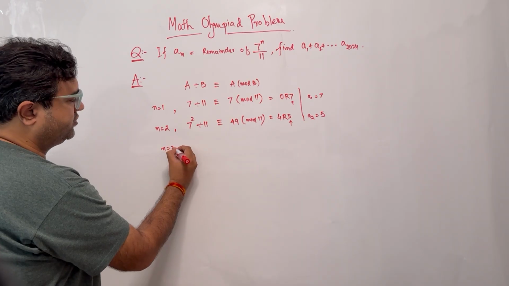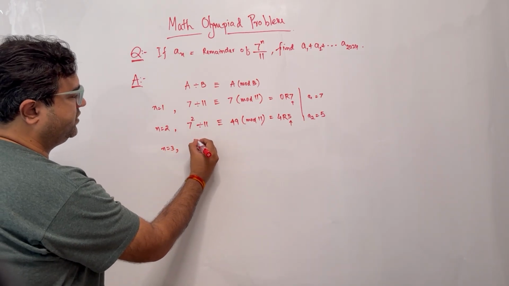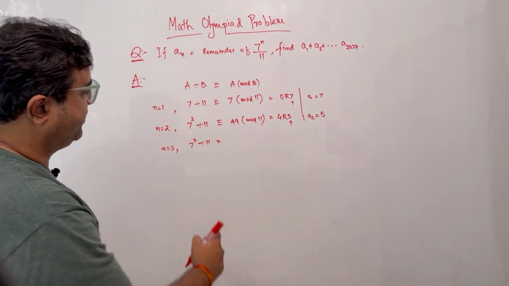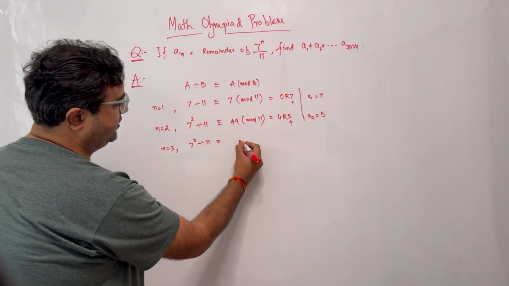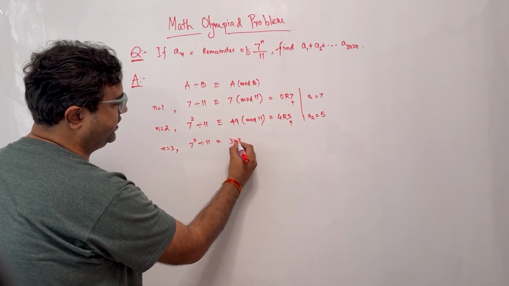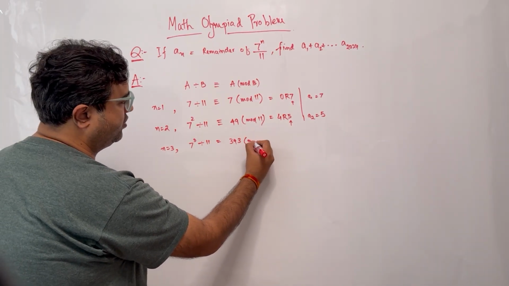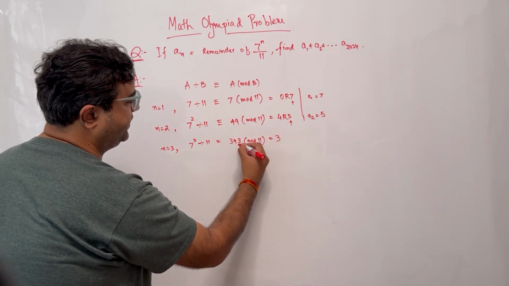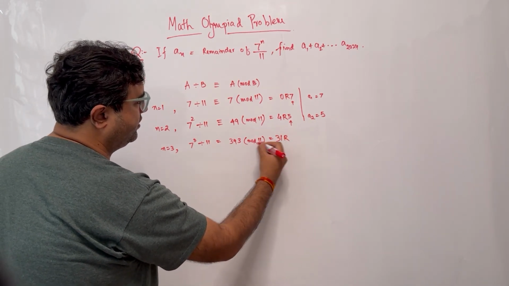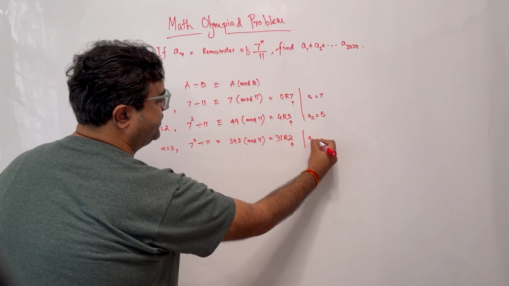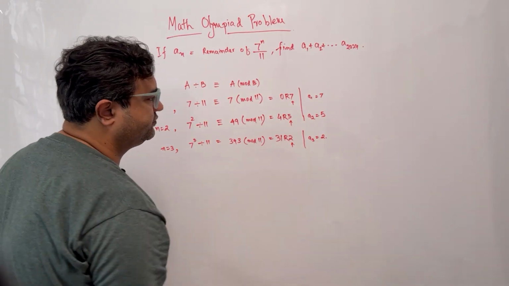Now let's go into the third term, which is 7 cubed divided by 11. So if we multiply this by 7, 7 into 9, 63, 7 into 4, 28, and then 343 mod 11, which is 31 remainder 2. So a3 will become 2.